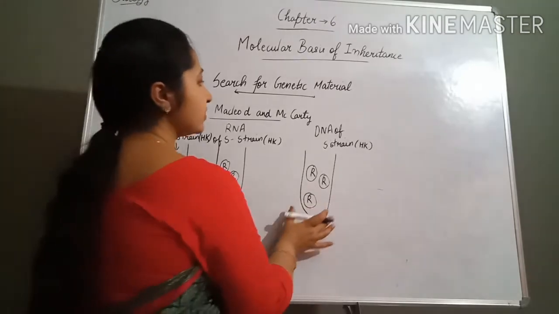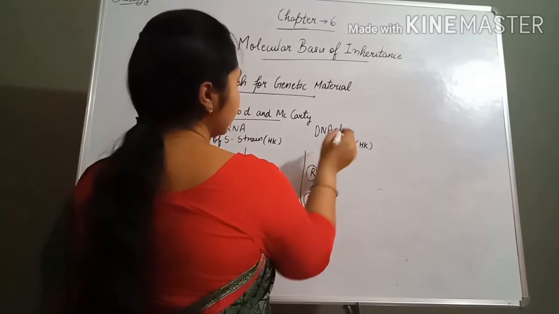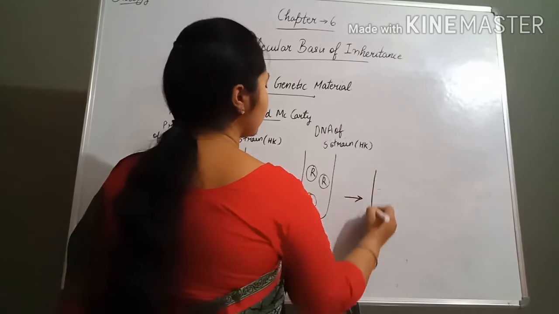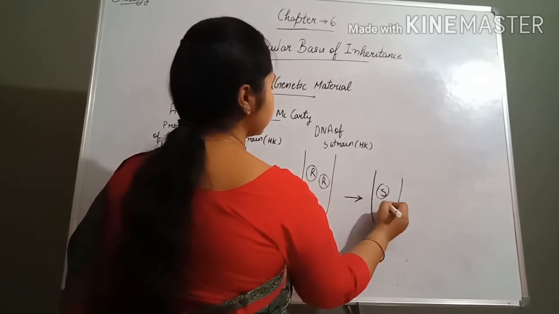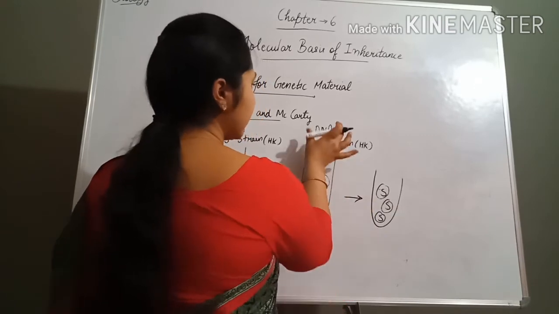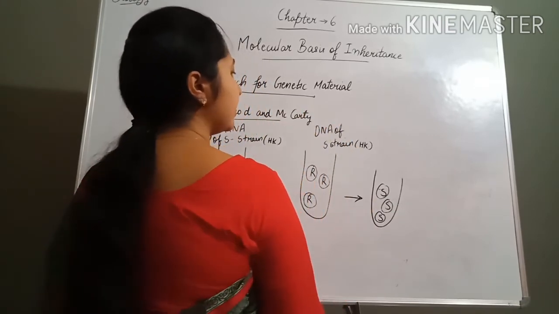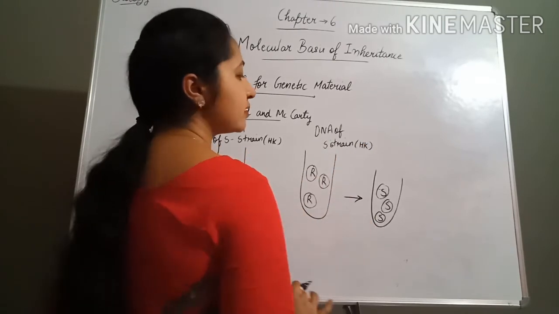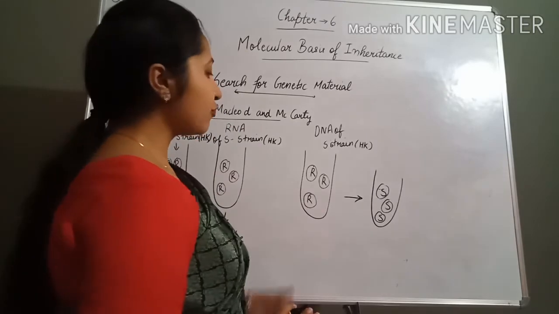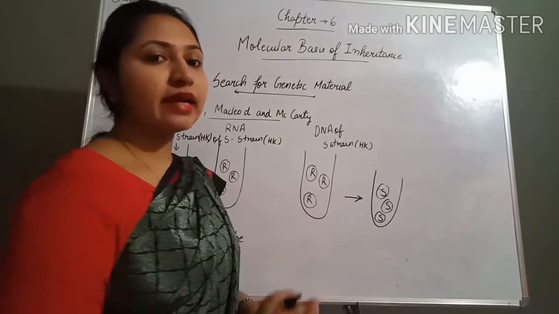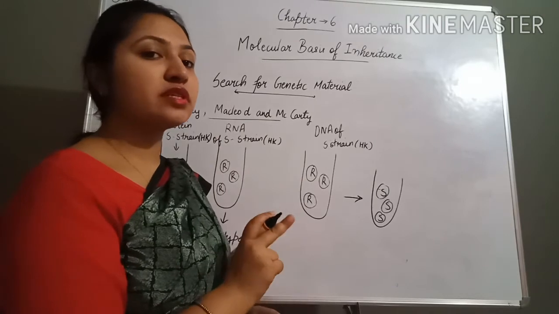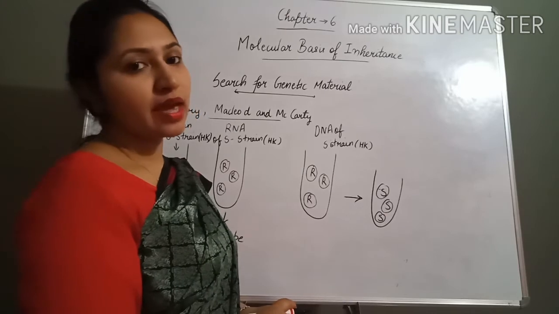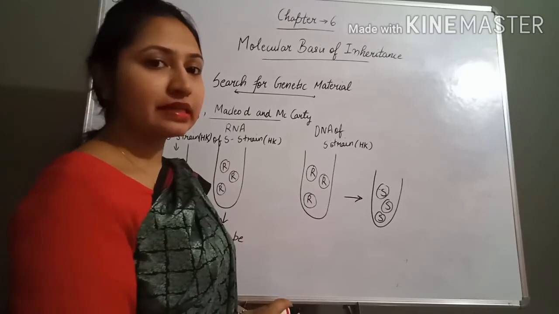But in the third case, when the DNA of the heat killed S strain was added, the R strain converted into the S strain. It means that DNA is the genetic material which converts the R strain into the S strain. From here it is proved that in the Griffith experiment it was the DNA which transformed the R strain into the S strain, and the mice died.